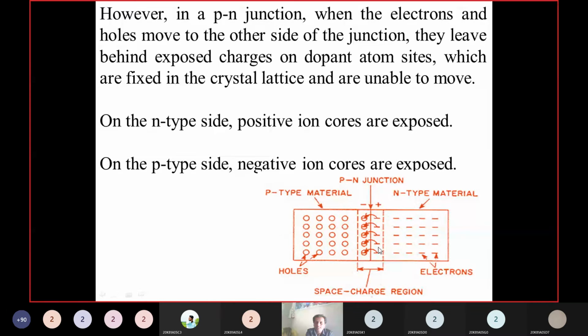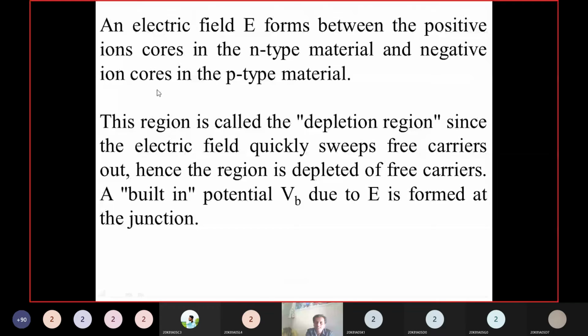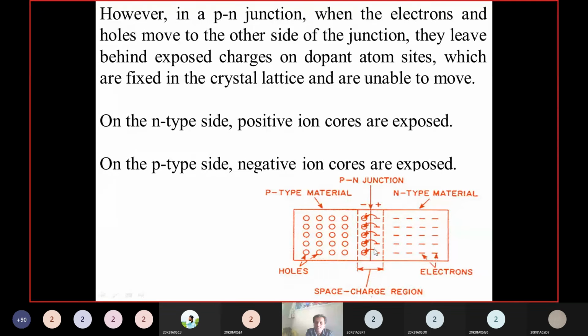Due to this positive charge and negative charge, a space charge region will be developed. This region is also called the depletion region. See here. An electric field E forms between the positive ion core in the N-type material and the negative ion core in the P-type material. Positive ion core is developed here and negative ion core is developed here, so due to them some electric field will occur.